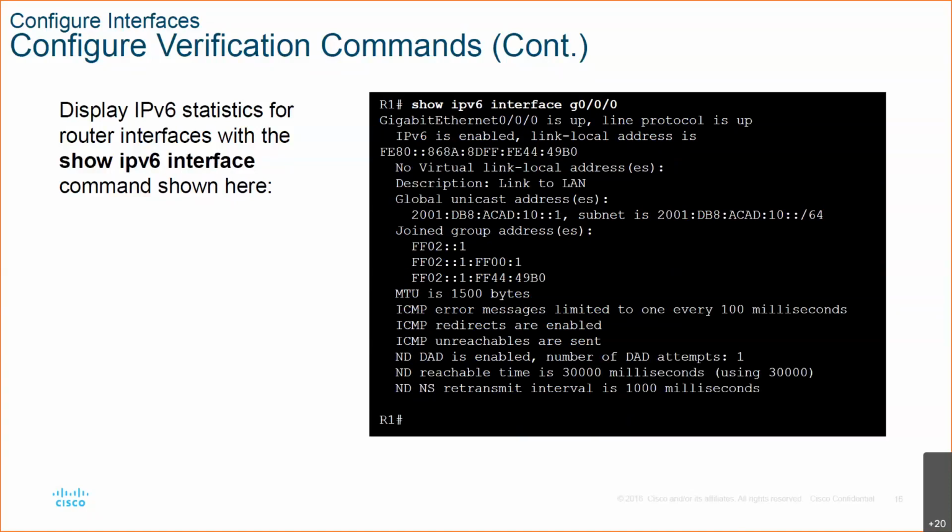So if you want to show the IP version 6 statistics, then you type show IP version 6 interface. Mention the interface and it will show you the statistics related to the IP version 6 interface. Here I'm just trying to see the IP version 6 interface related to Gigabit Ethernet 0/0.